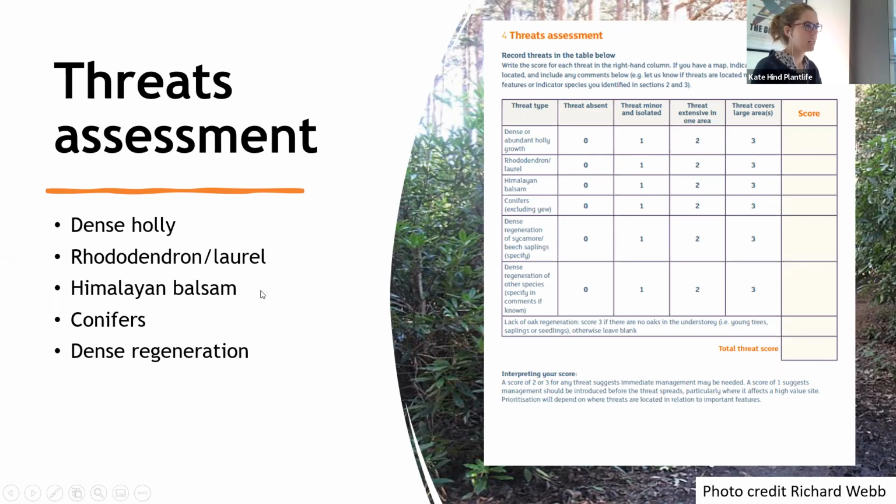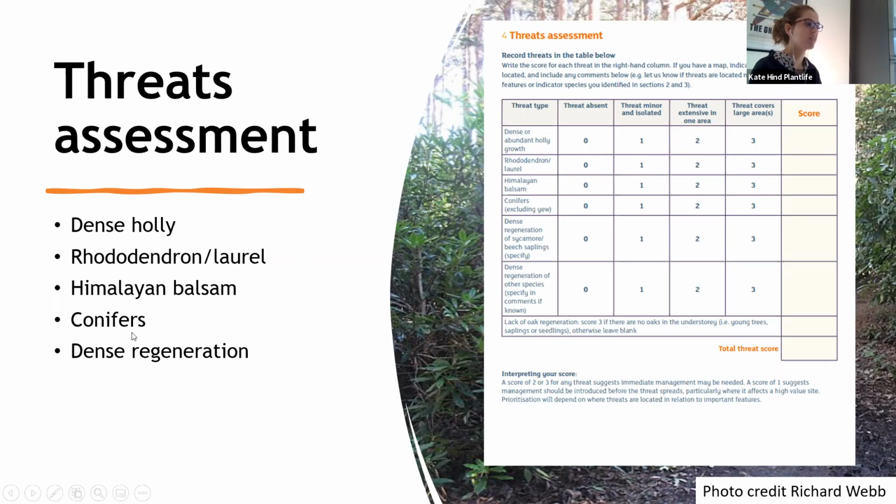Himalayan balsam can be hard to identify if it's not flowering. As we're going into winter, it dies off. Particularly, it grows along the riverbanks, and then it dies off around now, leaving the riverbank quite bare, which is an issue in itself because of erosion. But this will come back in the spring, and then as it grows back up, it has those beautiful pink flowers that help you identify it.